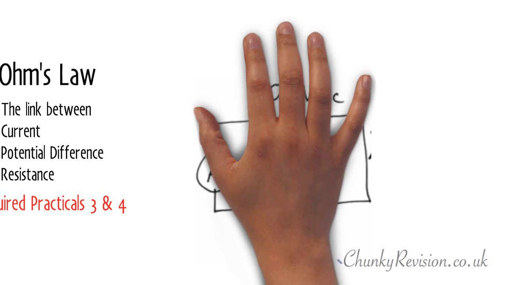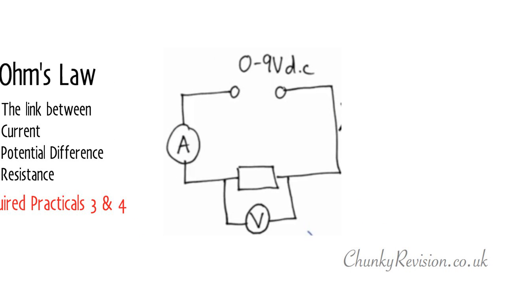This circuit diagram shows a power pack at the top. It can supply a potential difference of between 0 and 9 volts DC. The rectangle is a resistor. It could be any electrical device, for example, a television, a hairdryer, washing machine. The important thing is the resistor represents an electrical device.